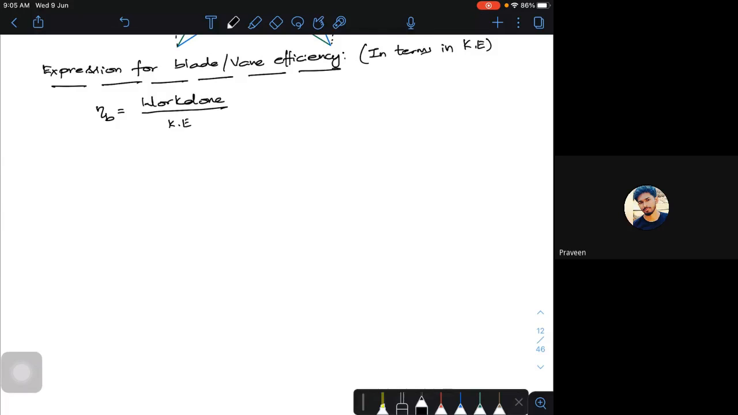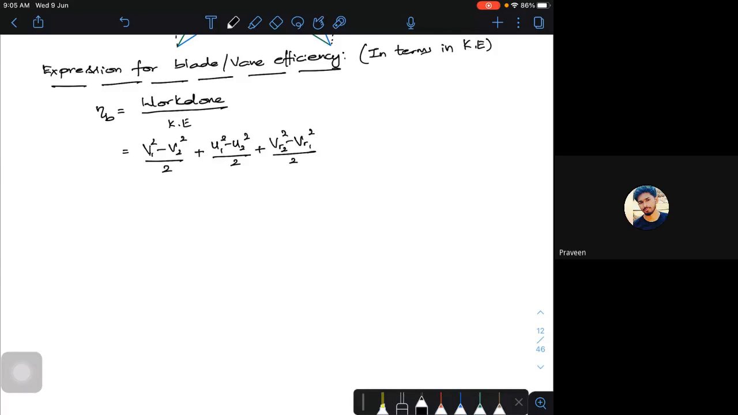So what is the alternate form of your kinetic energy? The alternate work done, already we know the expression. We'll use that. That is (V1 square minus V2 square) by 2 plus (U1 square minus U2 square) by 2 plus (VR2 square minus VR1 square) by 2.